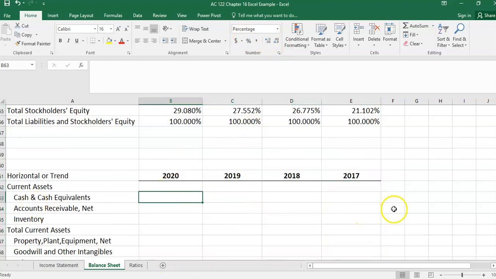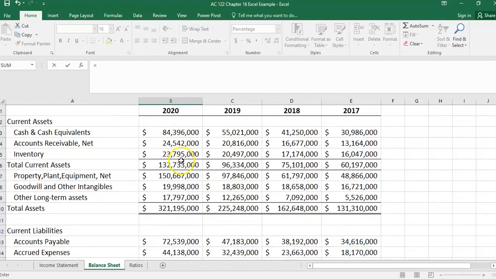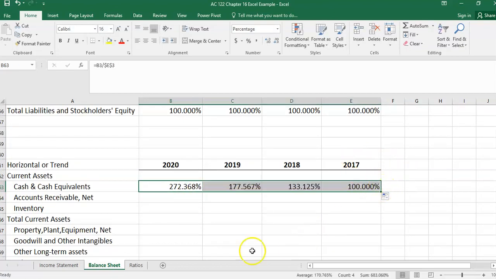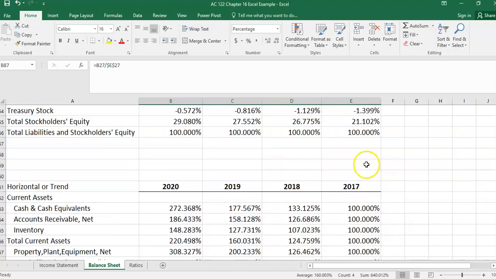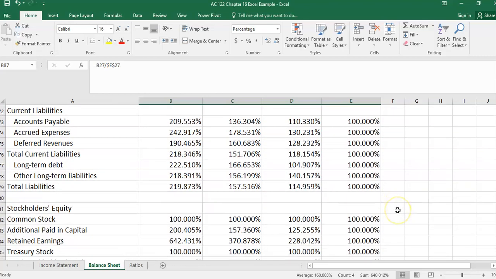Okay. And we do everything as our base year. So everything from 2020 is divided by 2017. We locked 2017 so we can copy that across, and 2017 should be our 100%. Once we complete every line in the balance sheet, we can see that the 2017 column is all 100% and everything else is showing growth. So we can look for trends in the growth, look for outlier patterns.